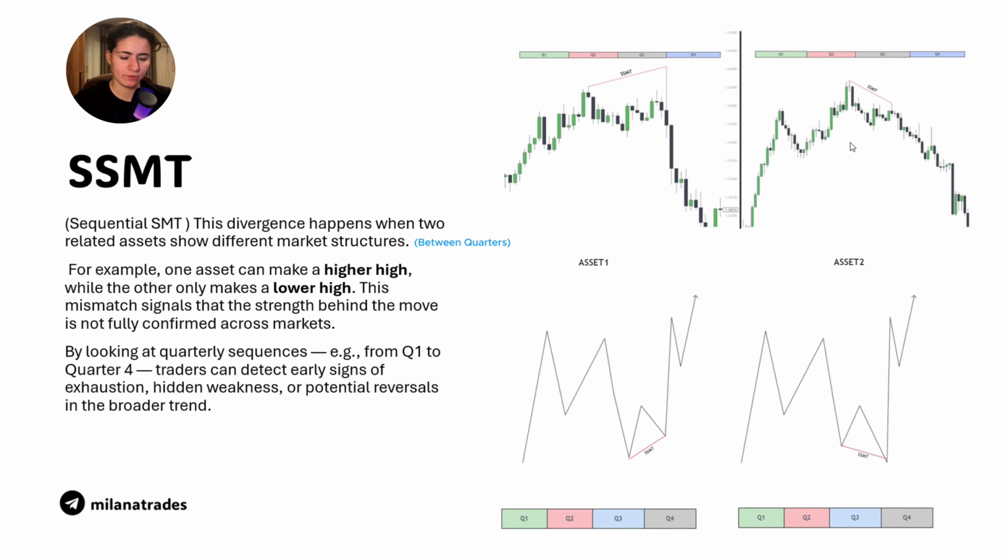Why is it important? Because when we study sequentials over time, such as quarter by quarter from quarter 1 to quarter 4, we can spot very early signals of what's happening behind the trend. It can show us exhaustion in the move, hidden weakness, or even the possibility of a reversal.